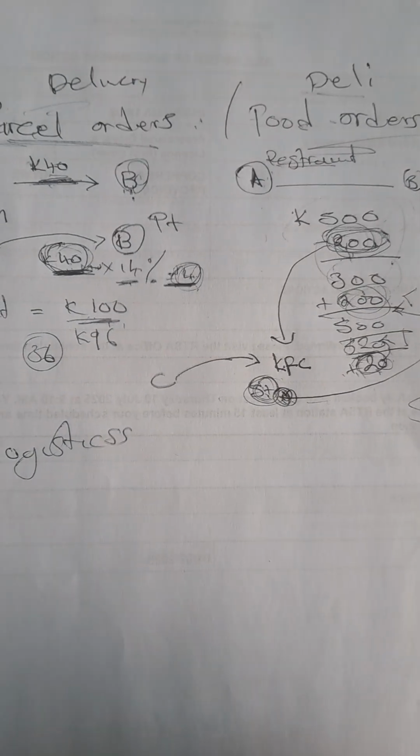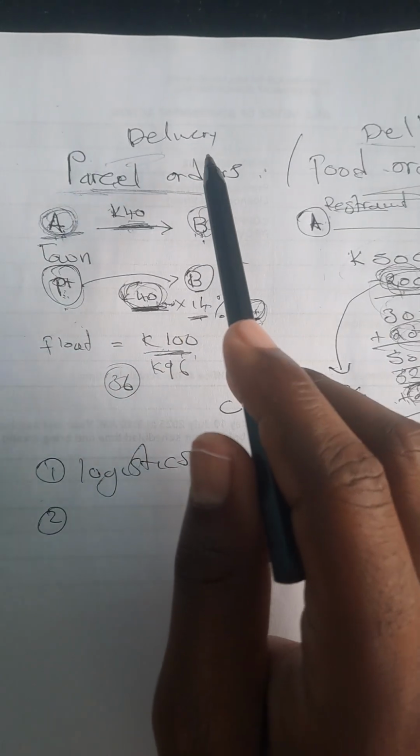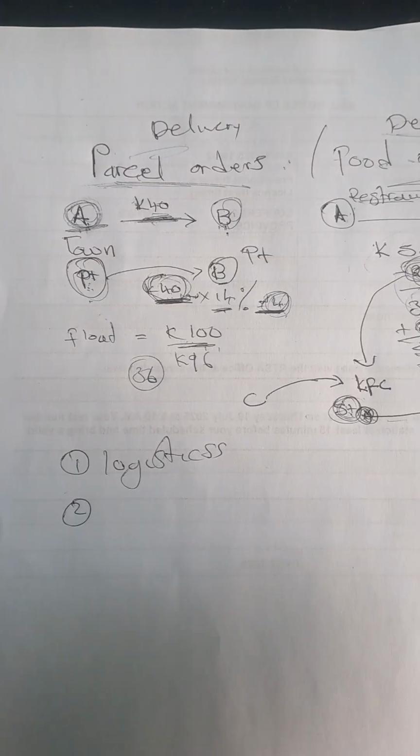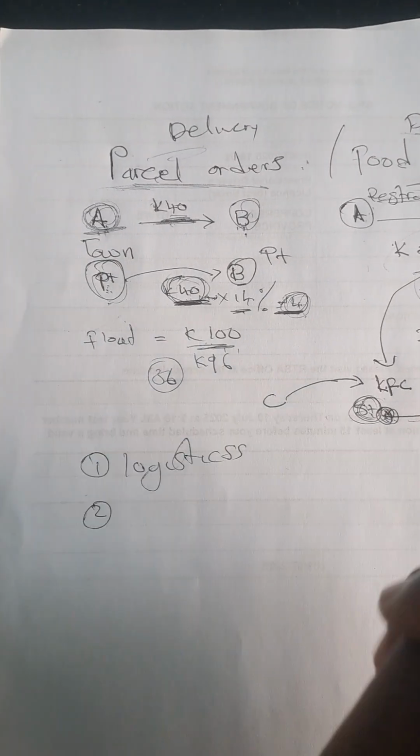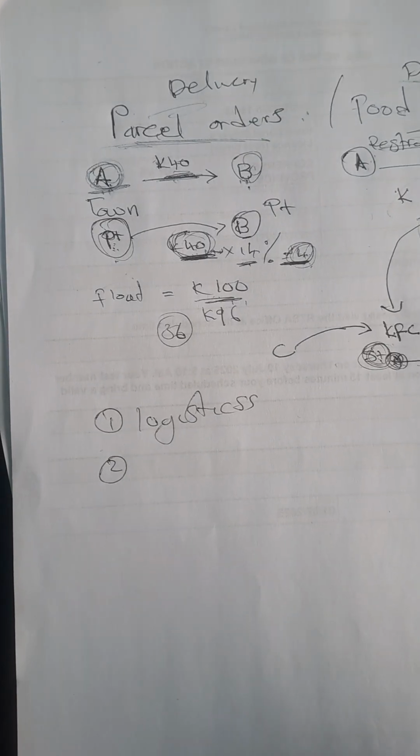Okay, so this has been, we've looked at the types of orders, which are parcel orders and food orders. We've looked at how float works, and we've looked at the locations where you can go.